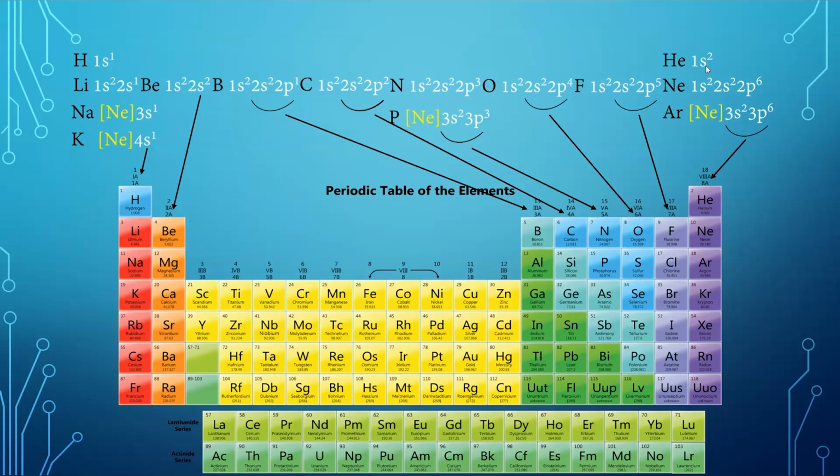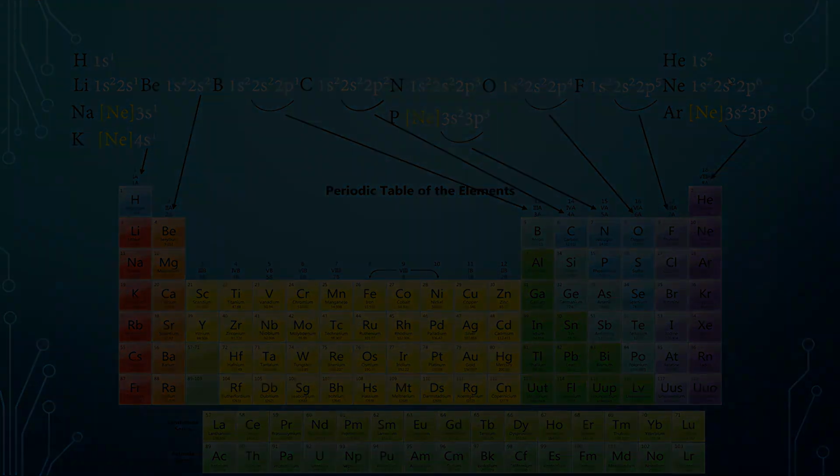completely full. Neon has 8 electrons in the second energy level. It also has a completely filled energy level. Having a completely full energy level makes an atom very stable. And that's why helium and neon have similar properties. That is, they're very unreactive. They don't like to react with other elements.